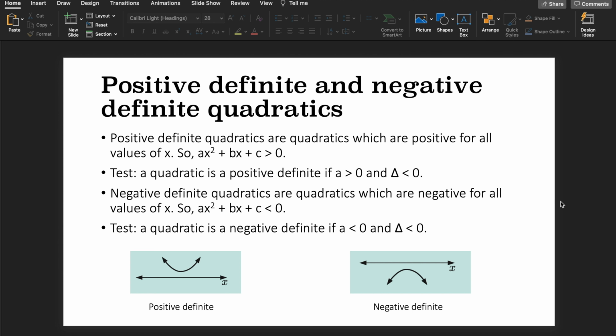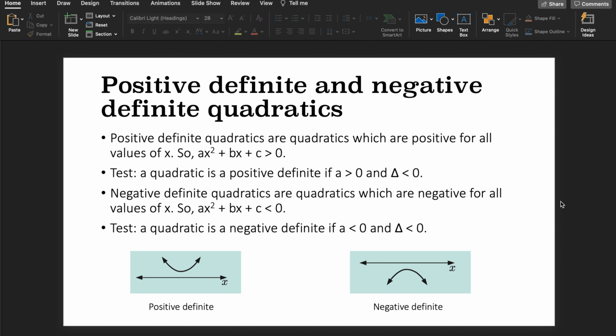So the next topic is positive definite and negative definite quadratics. Positive definite quadratics are quadratics which are positive for all real values of x, ranging from minus infinity to infinity. So ax squared plus bx plus c would be greater than 0. A test you can do to find if a quadratic is positive definite is if a is greater than 0, meaning it's an upward opening parabola, and the discriminant is less than 0.